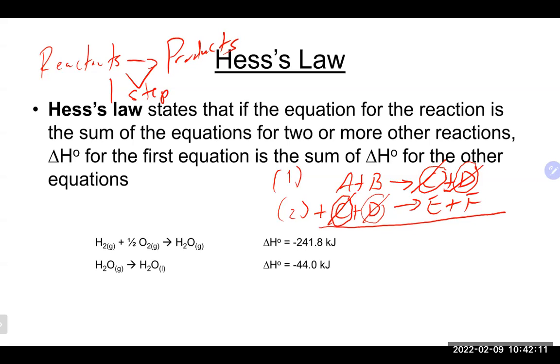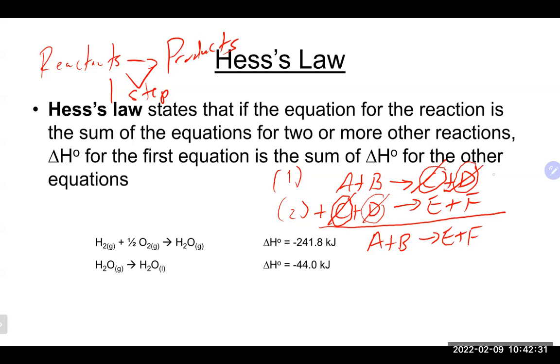What you're left with after you're done doing all that is everybody on the left-hand side stays on the left-hand side of the arrow. Everybody on the right-hand side of the arrow stays on the right-hand side. So we would bring down A plus B goes to E plus F. And that would be how we would add together a couple of equations.